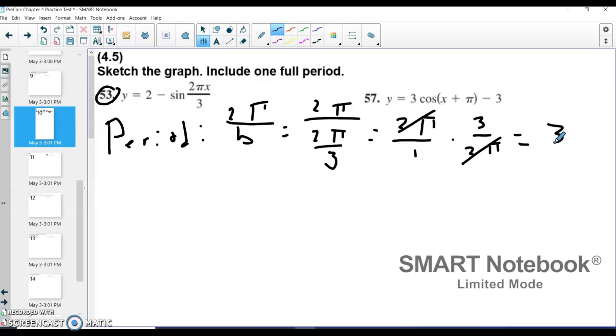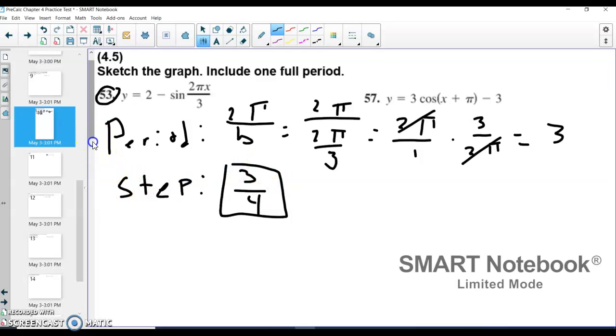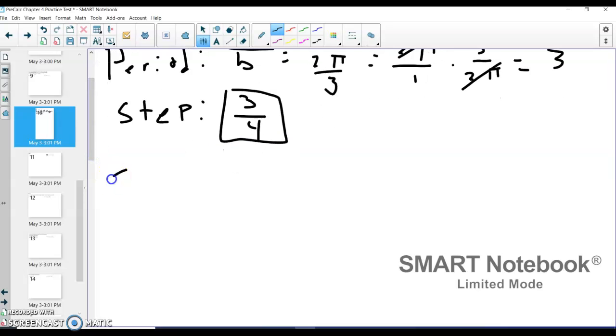And then the next thing I want to do is find the step that I will take to go from the start point to the end point. To find my step, I just take my period, which is 3 now, and I divide it by 4. So I'm going to have a step of 3/4 to go from my start point to my end point. Now I want to figure out what that start point and end point are.